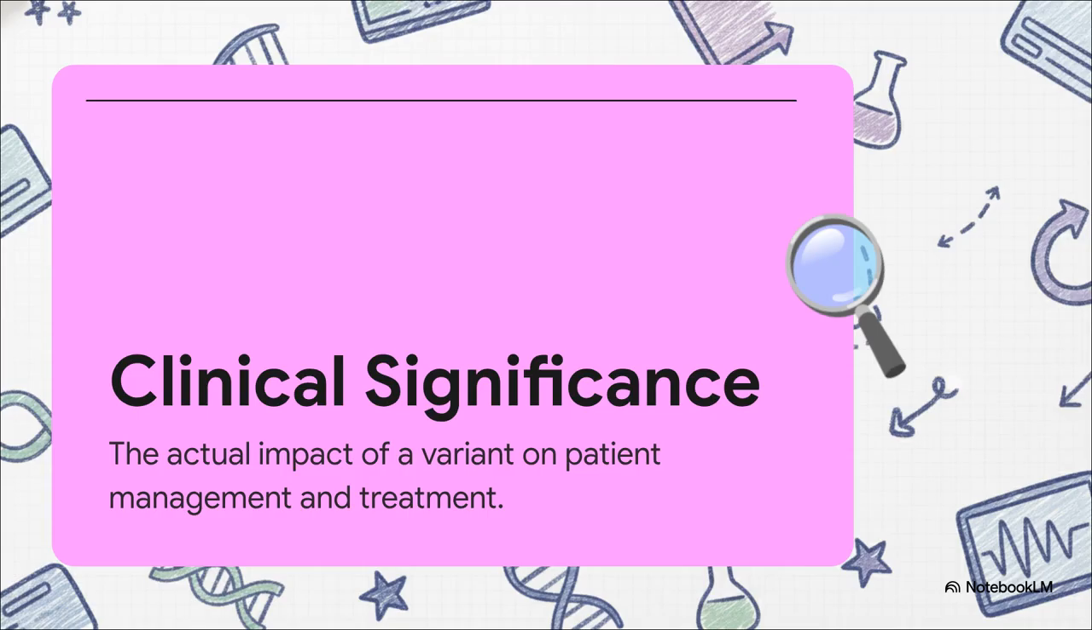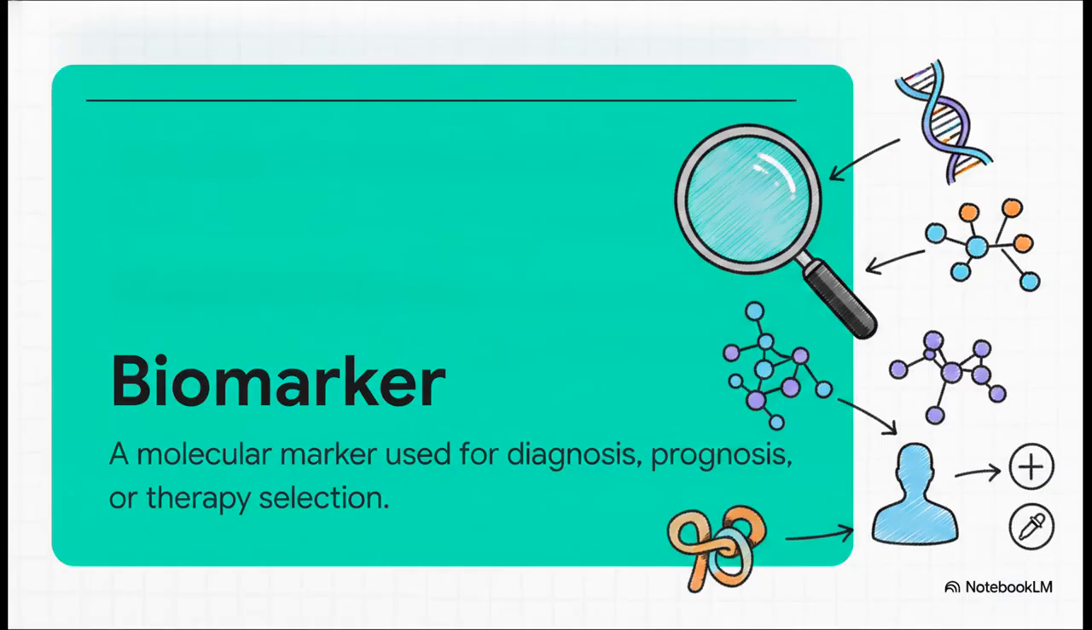We are desperately looking for an actionable variant, something that might change the treatment plan, or even better, a druggable mutation, which means there's a specific, approved, or maybe investigational drug designed precisely for that exact genetic flaw. These highly clinically significant, actionable variants basically act as biomarkers. Think of a biomarker as a molecular clue. It helps with diagnosis, it tells us about the prognosis, which is just the likely future course of the disease, or it helps us select the exact right therapy.